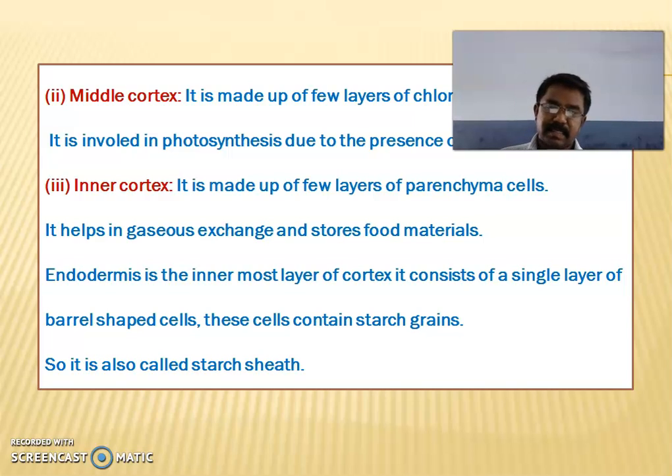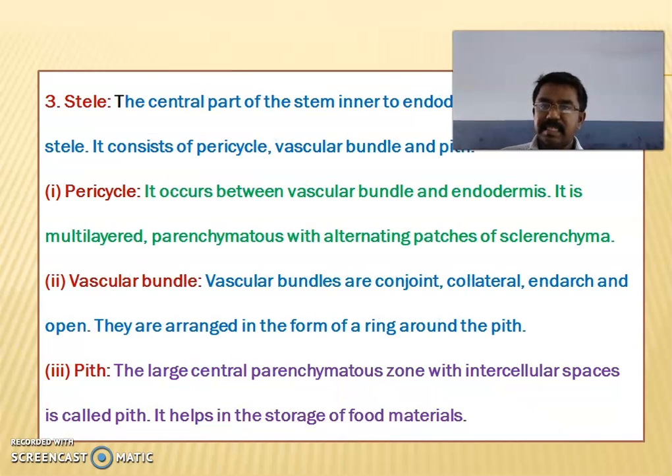Inner cortex is made up of a few layers of parenchyma cells. It is also mainly responsible for gas exchange and stores food materials. Next is the innermost layer, the endodermis. It consists of a single layer of barrel-shaped cells. These also contain starch grains, so it is called the starch sheath.